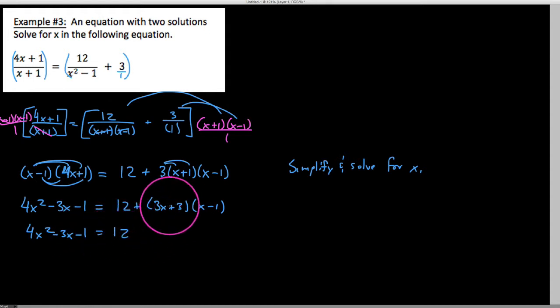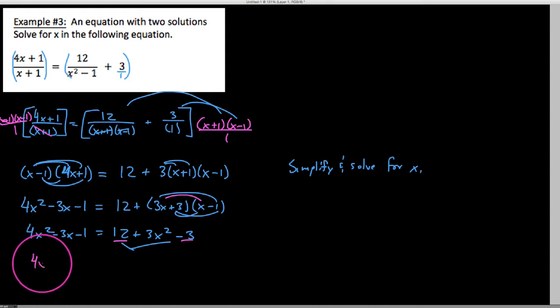This is 12 plus, and now we'll FOIL this. We say plus 3x squared minus 3x plus 3x, so those cancel, and then we get minus 3 here. I notice I can combine these like terms. This is kind of a lot of simplification, but it's necessary. So we have 4x squared minus 3x minus 1 equals, over here, 3x squared, and a positive 12 and a negative 3 gives us a positive 9. So now, the real question is, could we isolate x?